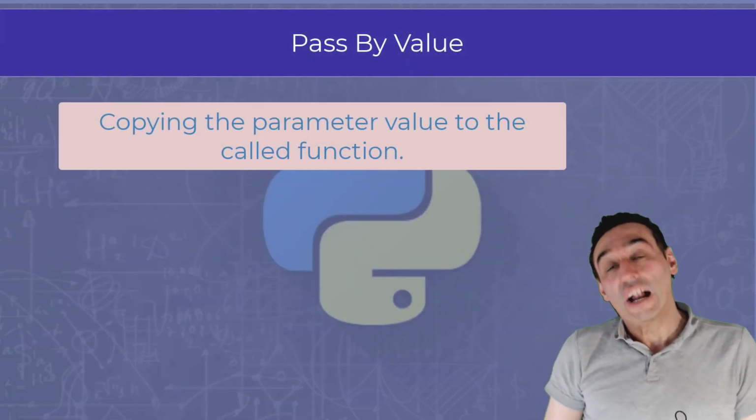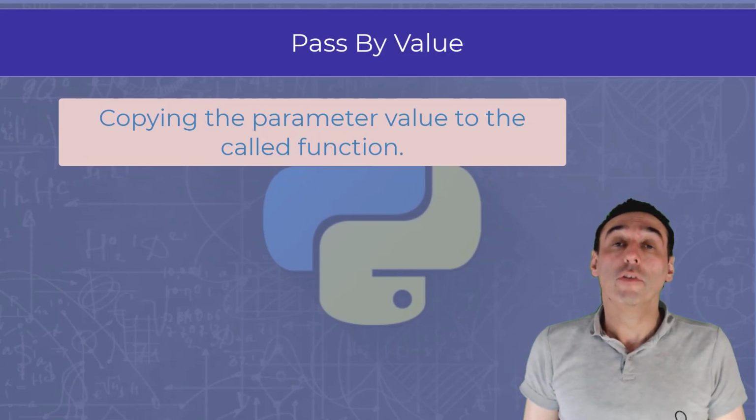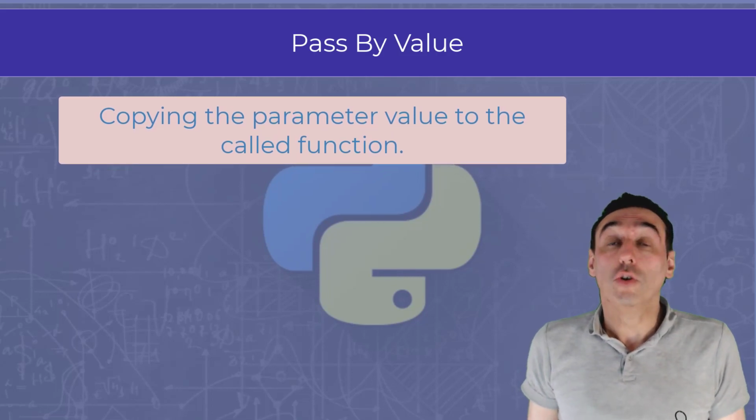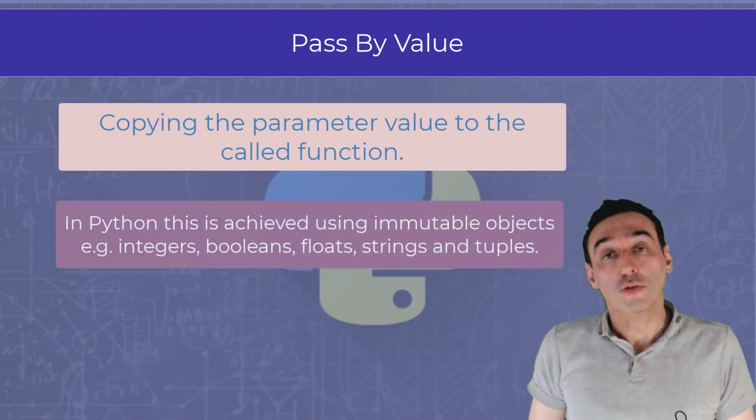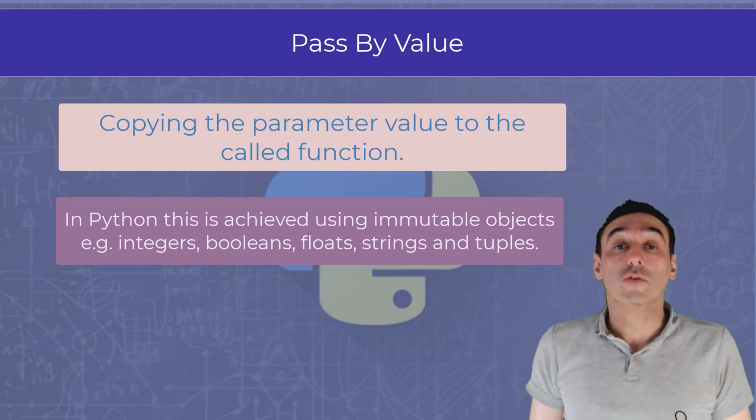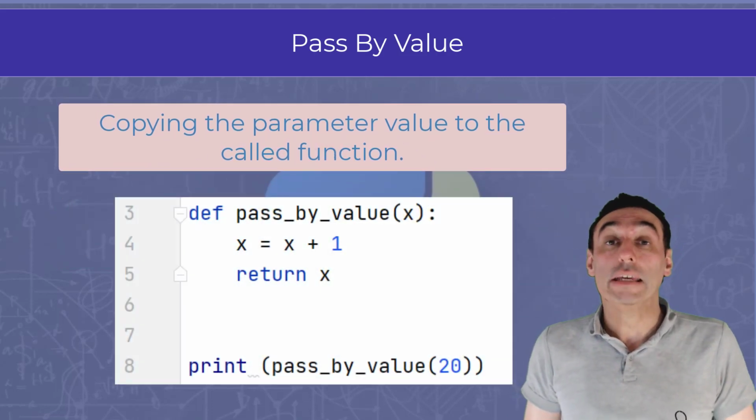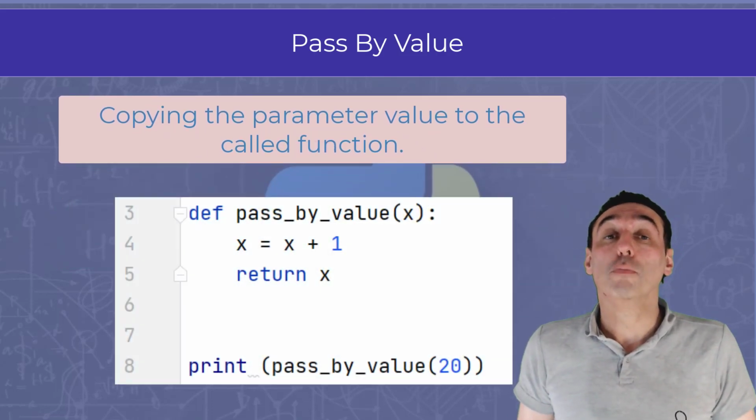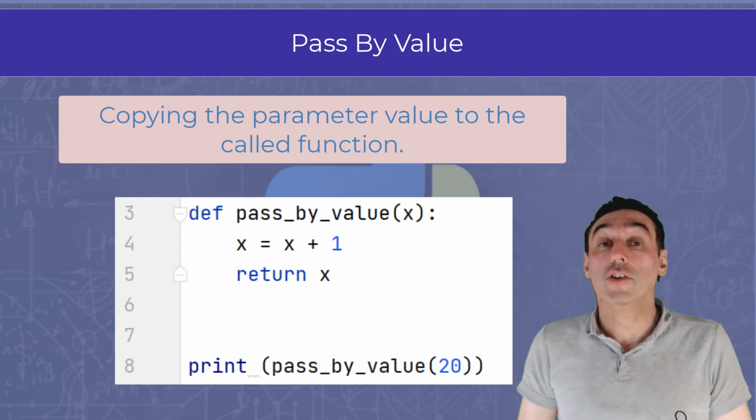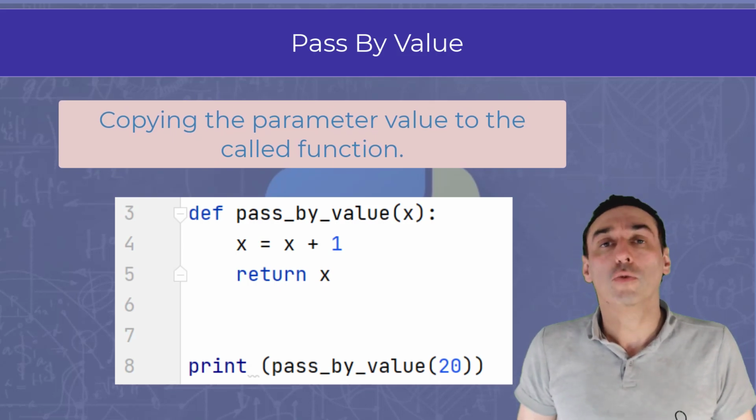So pass by value is the idea of copying the parameter from the function being called to the function. In Python, you can only do this using immutable objects, that is, integers, Boolean values, floats, strings, and tuples. To give you an example of what I mean, here we have a function called pass by value, which takes the parameter x, adds 1 to it, and returns x. And then we call the function using the value 20.